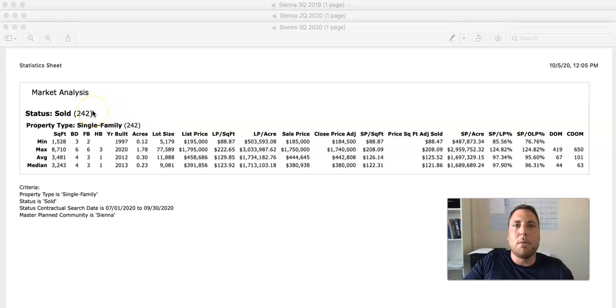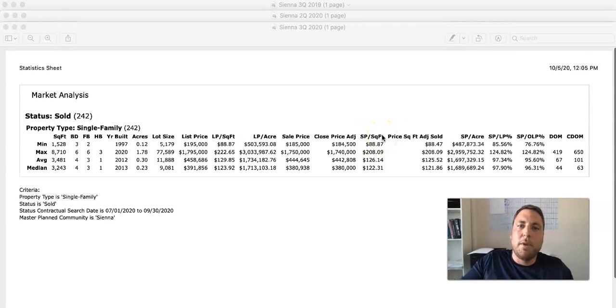Sold homes, this is the number of homes that sold in the third quarter, minimum, maximum, average, and median. Square feet, that's the house square footage. Bedrooms, full baths, half baths, year built. Lot size in acres, lot size expressed as square feet, list price, listing price per square foot, listing price per acre, sale price, the close price adjusted. So that's after any repairs that were negotiated during the option periods. That's where they'll show up.